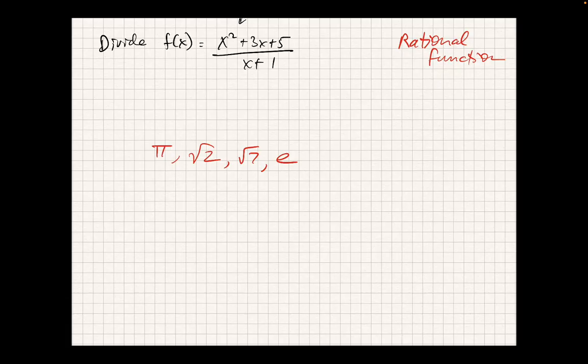X squared over x. Why x squared? Because it's the first term over the first term of the divisor. So what's x squared over x? X. First you write x, then you do x times x plus 1. Where does x go?